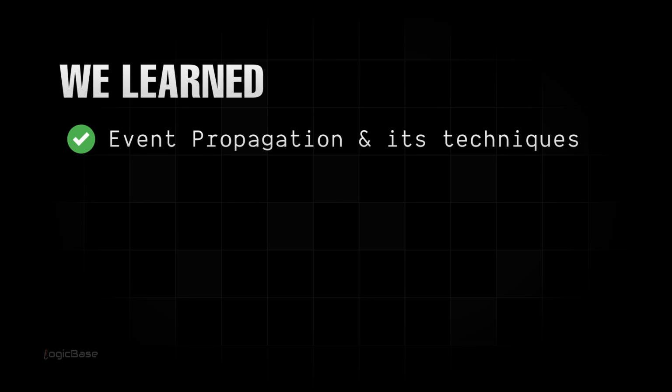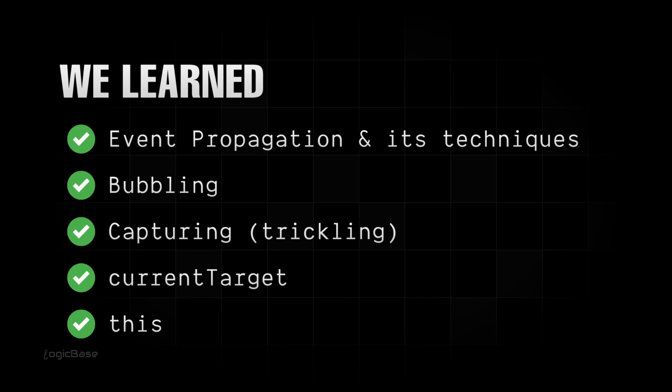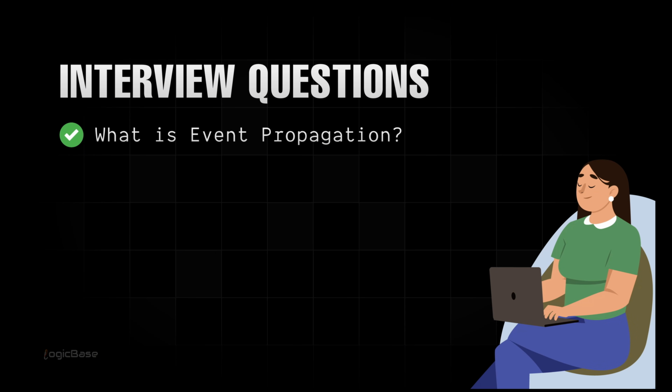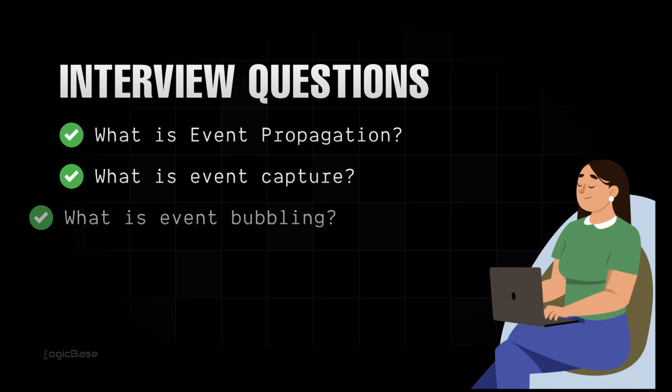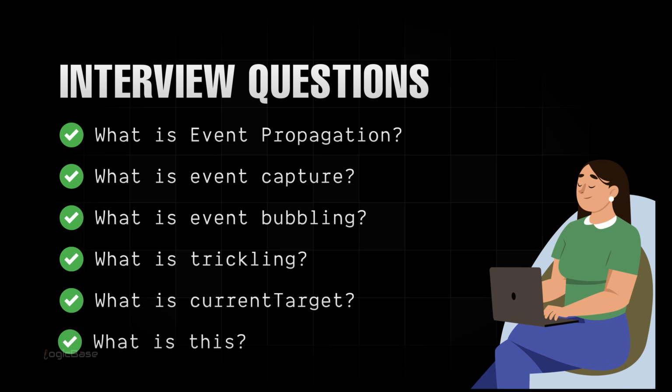To sum up, today we learned about event propagation and its techniques. Bubbling, capturing, also called trickling, current target, this keyword. You now know all of this clearly. I hope this video was helpful for you. If you get asked in a job interview, what is event propagation? What is event capture? What is event bubbling? What is trickling? What is current target? What is this? You will be able to answer confidently.